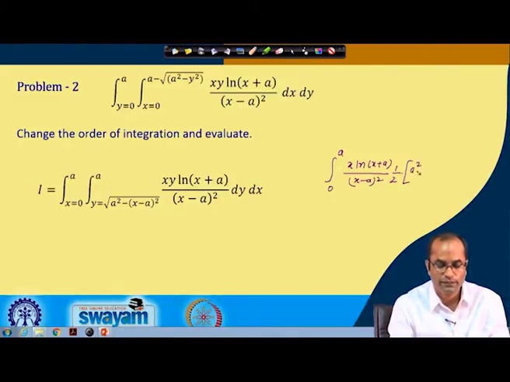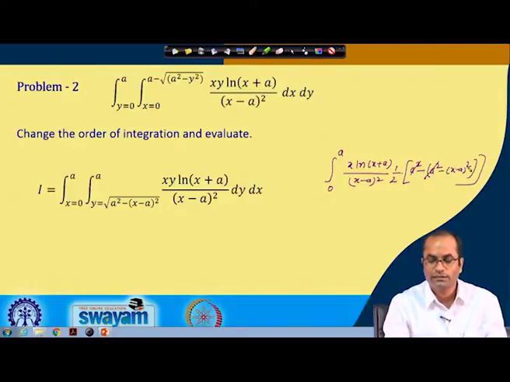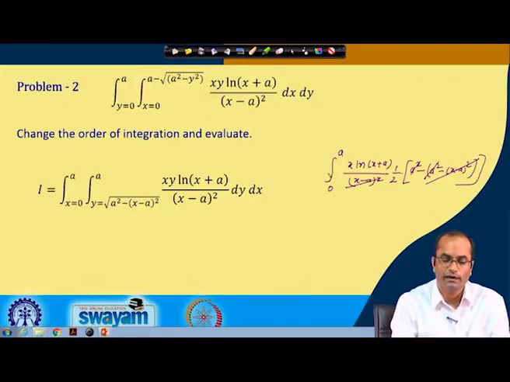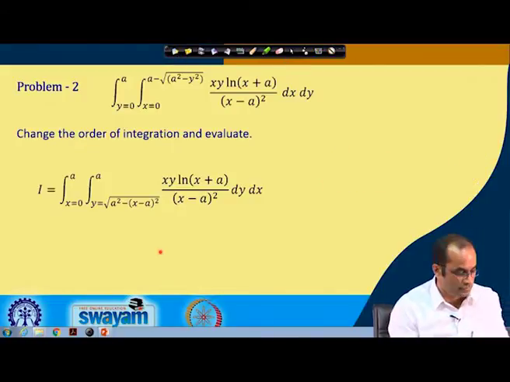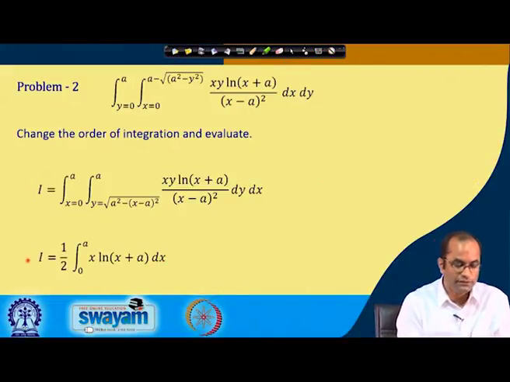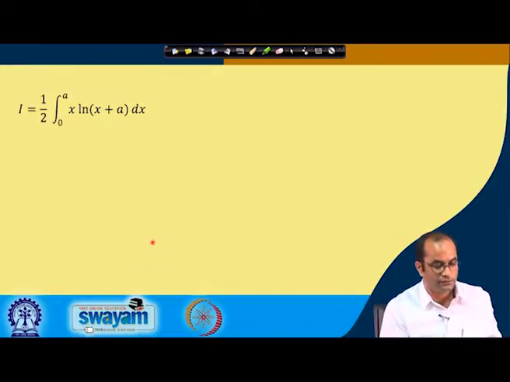So, we have a square minus this y square, which will be a square minus (x minus a) whole square. So, a square minus a square will cancel out, then we have (x minus a) whole square, and that whole will go out with this one. So, we have half x ln(x plus a), and this is exactly the result of the inner integral, and now we can evaluate this outer integral as well.